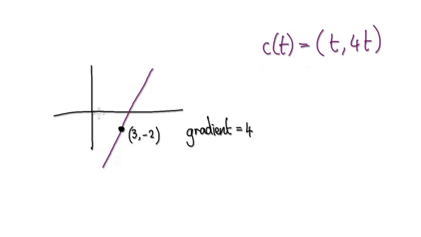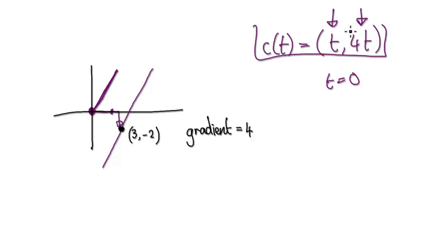So let's just imagine it's this. After 1 second, it would have moved 1 across and then 4 up. So this would then give you this. It starts here when t equals 0, because this will be 0 and this will be 0. But we want to move this dot to here. So we want to move it 3 across and then 2 down.